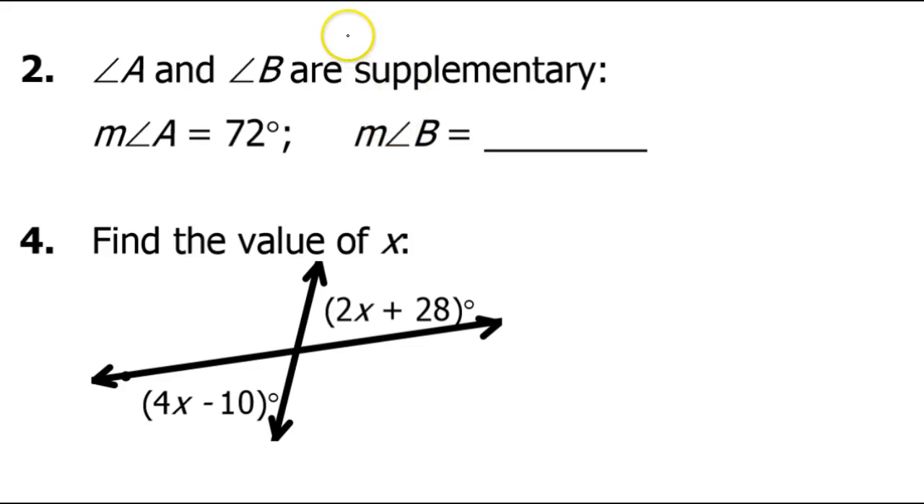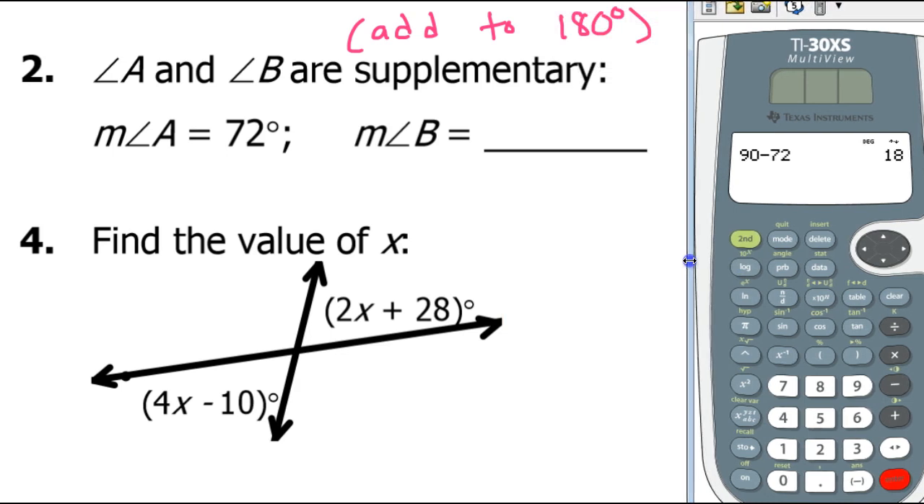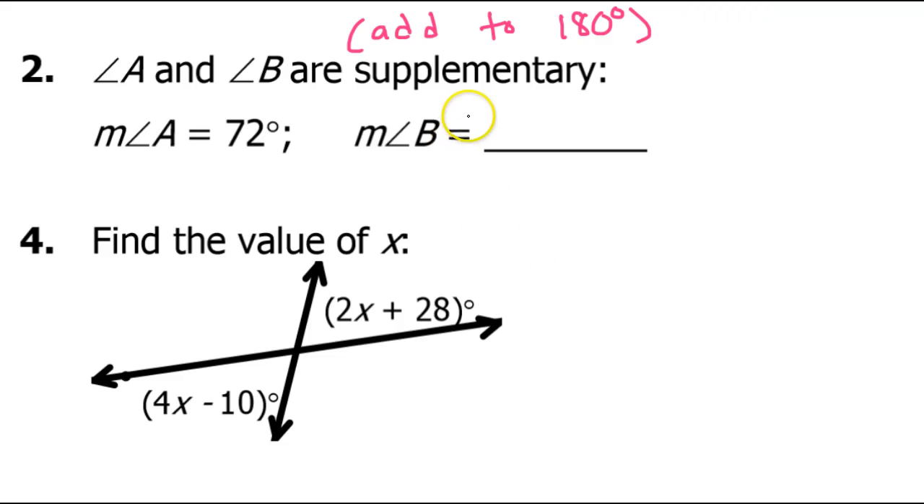Alright, supplementary means they add to 180 degrees. So if one angle is 72, I should be able to find the other by subtracting from 180. So if I do 180 minus 72, that'll give me the other angle, which is 108 degrees.